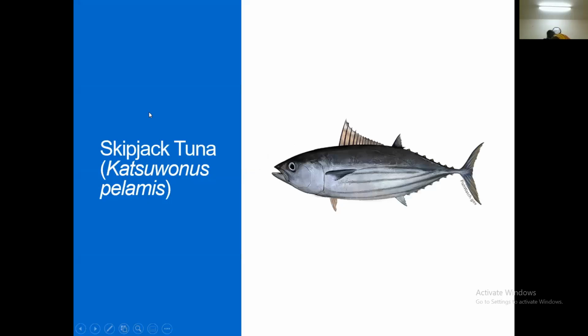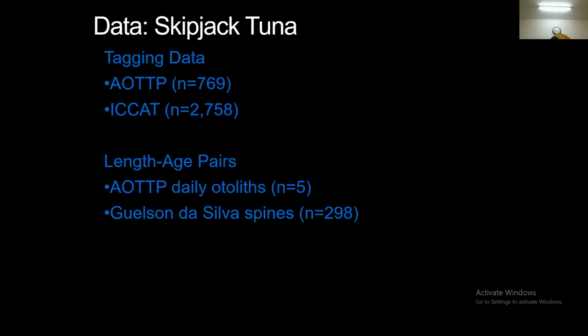So the final species is Skipjack tuna. And for that, the data was a little bit more limited. We have tagging data from AOTTP along with ICCAT, and then length age pairs from AOTTP daily otoliths, which is a sample size of 5. And then we have spines provided by Guilson da Silva, which is 298.